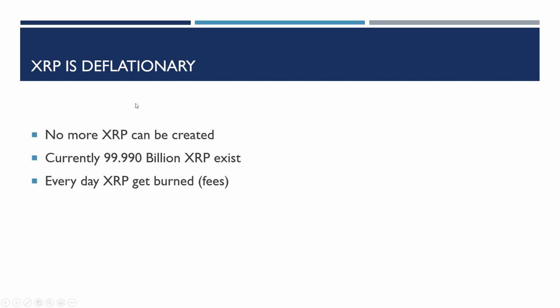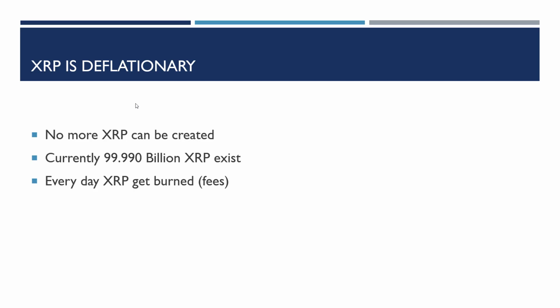Let's go on. XRP is also deflationary. We've currently got about 99.990 billion XRP, but this amount decreases every day, basically, because there are transaction fees. There will never be more than 100 billion XRP, which has already decreased. It decreases every day until it gets less and less.